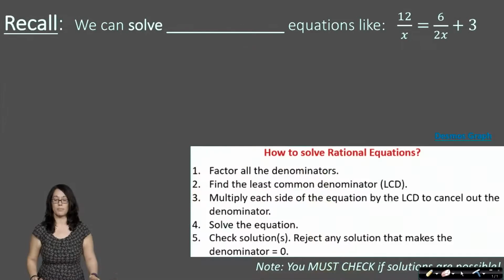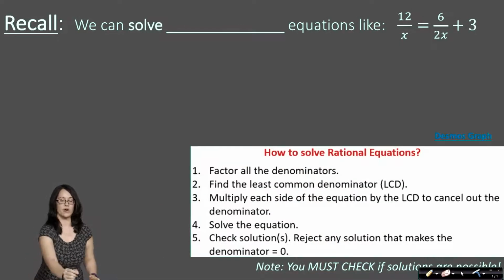Hello. In this video, we review how to solve equations which have fractions in them, otherwise known as rational equations. Let's get started. So recall that to solve rational equations like 12 over x equals 6 over 2x plus 3, this would be called a rational equation.